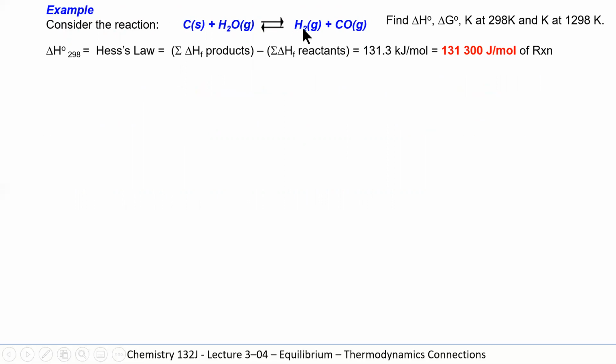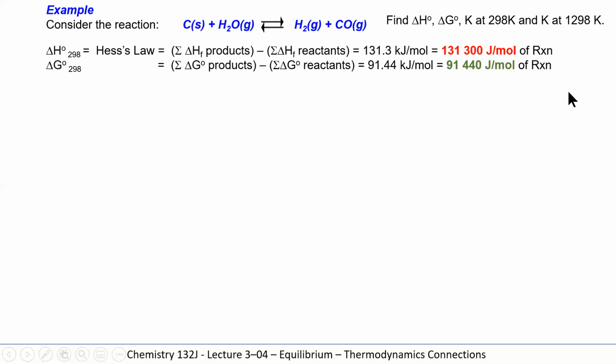So in this case, you're going to look at the delta H for hydrogen and multiply by 1, add it to the delta H of CO multiplied by 1. That's the sum of the heats of formation of the products. And then you're going to subtract the sum of the heats of formation of the reactants. And you end up with a value of 131.3 kilojoules per mole. I'm going to change that into joules because, again, we want to have units that are compatible with each other.